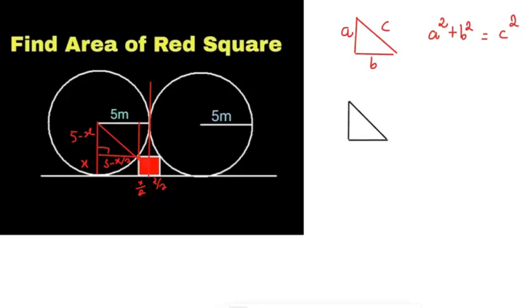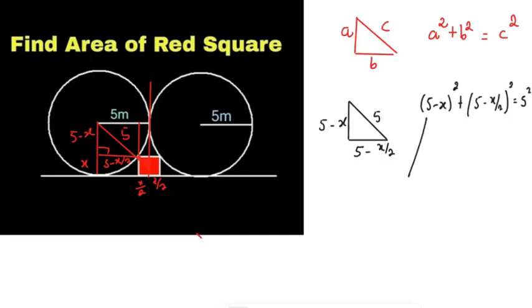So we can see that the adjacent here is 5 minus x over 2. The hypotenuse here is 5 meters long, and the opposite side here is 5 minus x. So we can see this is 5 meters long from this diagram right over here. Okay, now we're going to use the Pythagoras theorem. We're going to have the following: 5 minus x whole squared plus 5 minus x over 2 whole squared is equal to 5 squared.